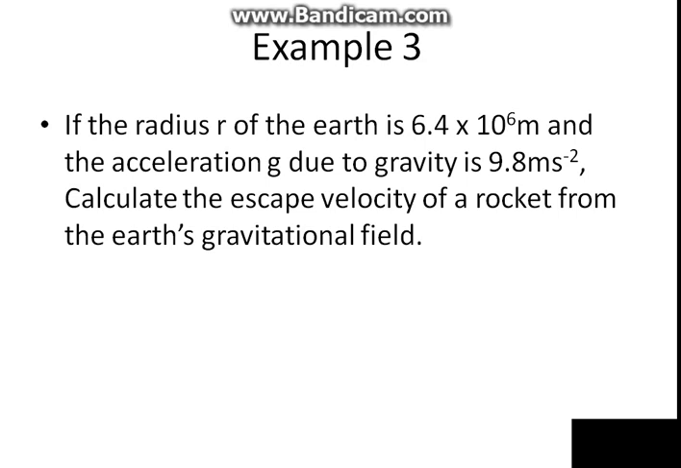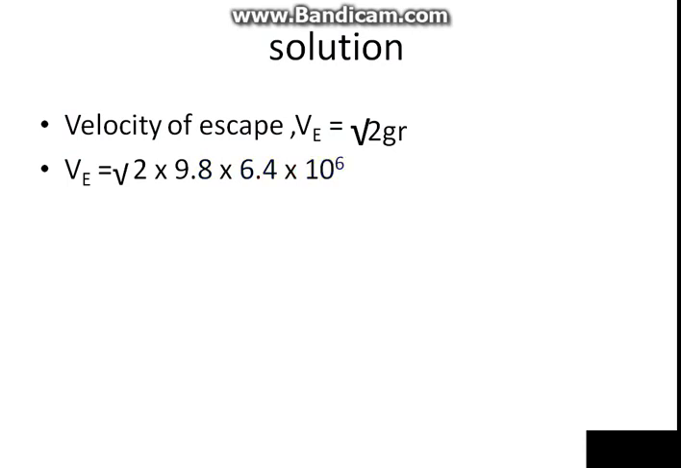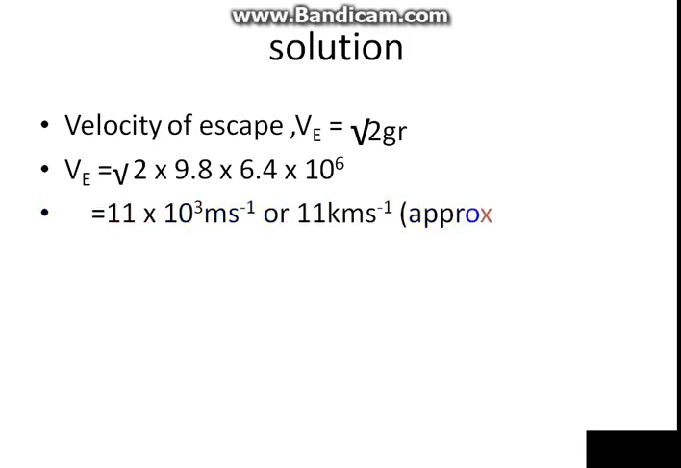Solution. Velocity of escape VE is equal to square root of 2gR. Substituting the values, we now have square root of 2 times 9.8 times 6.4 times 10 raised to power 6, which will give us 11 times 10 raised to power 3 meters per second, or 11 kilometers per second approximately.